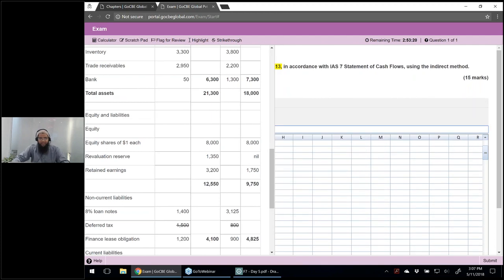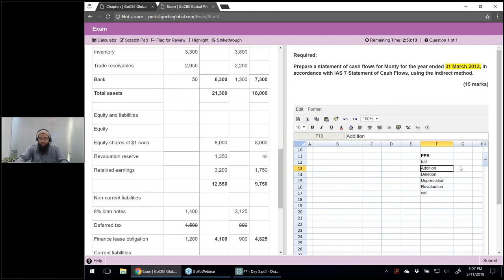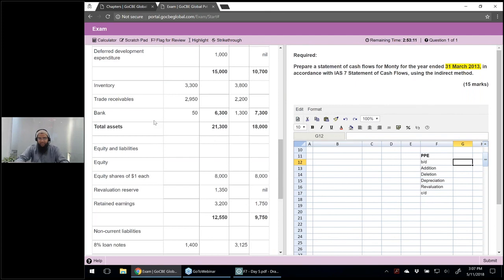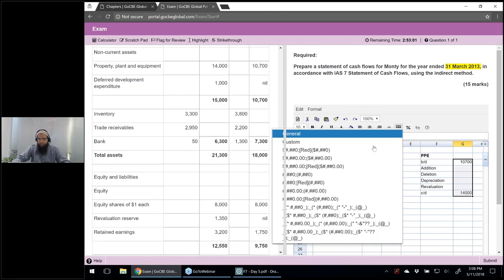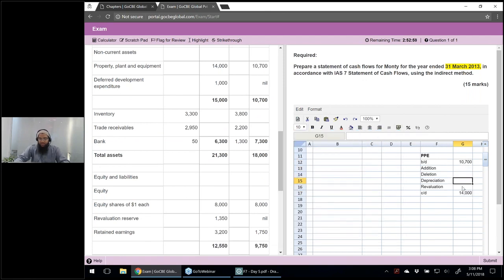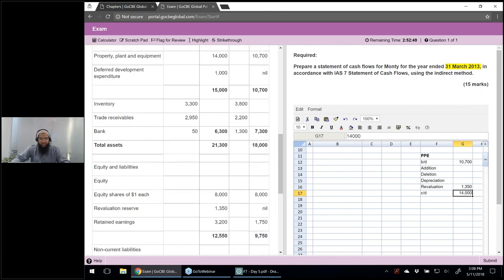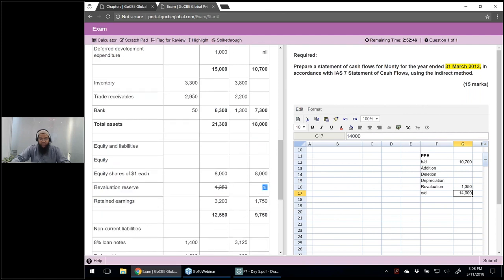Now, if I go onto the balance sheet and I see the property, plant, equipment brought down was 10,700. The carried down is 14,000. And the revaluation is 1350. So we can actually cancel the revaluation reserve that we have incorporated.